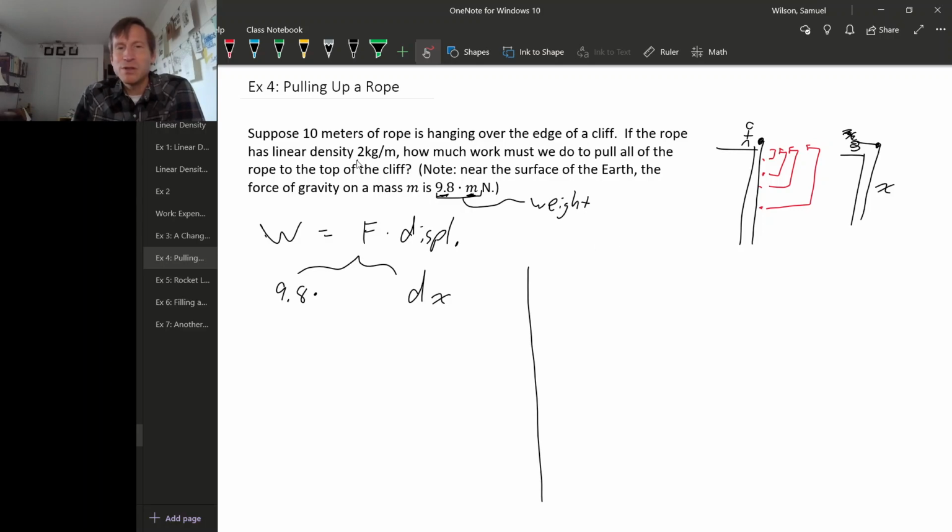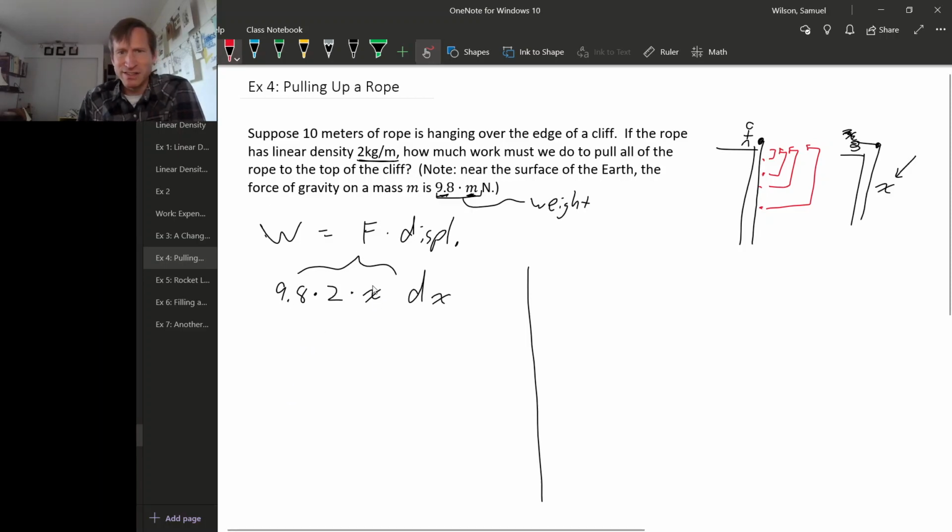But since we know the linear density of the rope, the mass of the rope is the linear density times its length. So linear density is 2. And the length of the rope that we're lifting is x, right? We don't have to lift the whole rope. We only have to lift the bit of rope that's hanging over the cliff. So that part of the rope is length x.